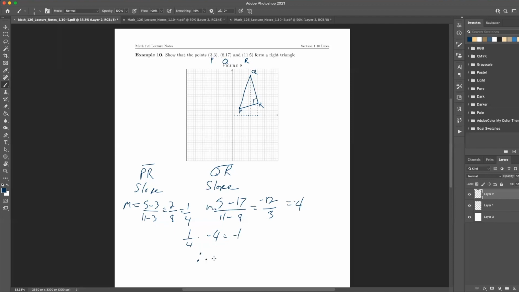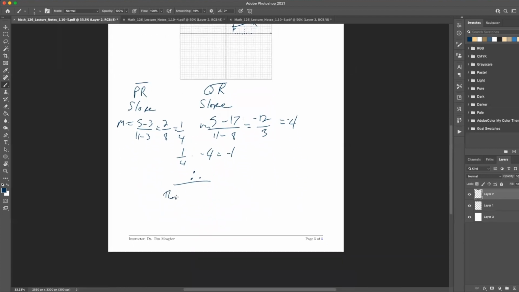Therefore, these three little dots mean therefore. Okay, you'll see that sometimes in math. Therefore, the line segment PR is perpendicular to QR. So if it's perpendicular, it's also 90 degrees. That means it's 90 degrees. And if that's 90 degrees, that makes this a right triangle.